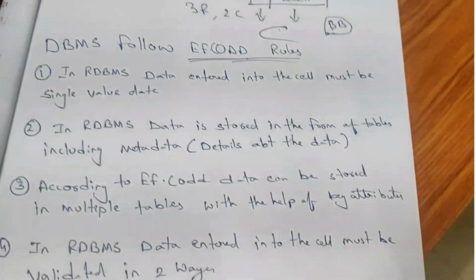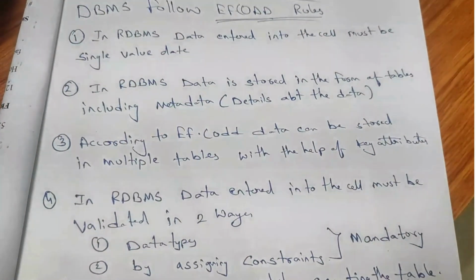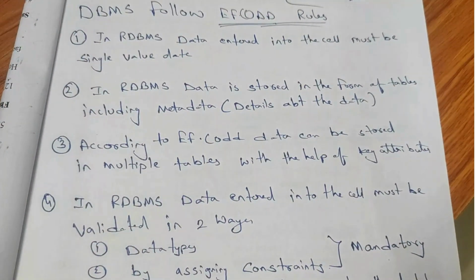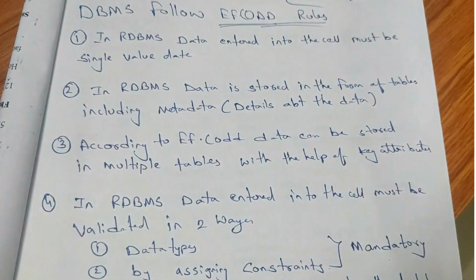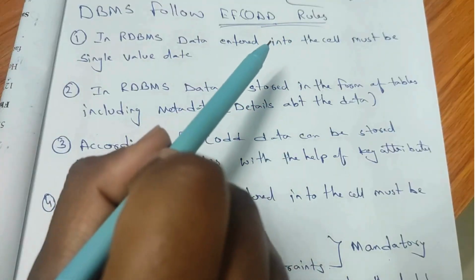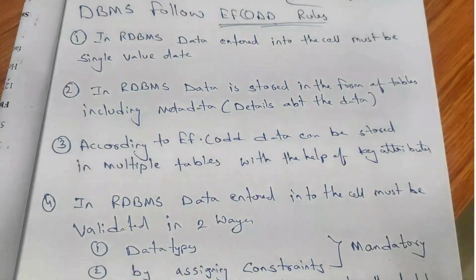Now we'll be learning about the rules that we have to follow while creating the table. Okay, those rules are called Codd rules. Codd is the person who created these rules. There are 5 major rules.